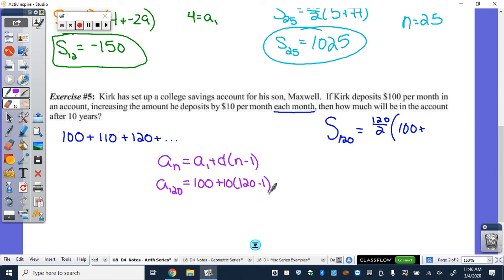How much does he deposit in month 120? 1,290. So add that to your 100, multiply it by 60, because 120 divided by 2 is 60. And how much money does he have at the end of 10 years? 83,400.